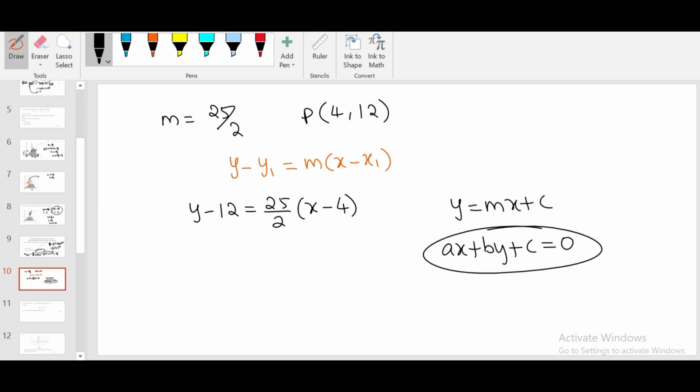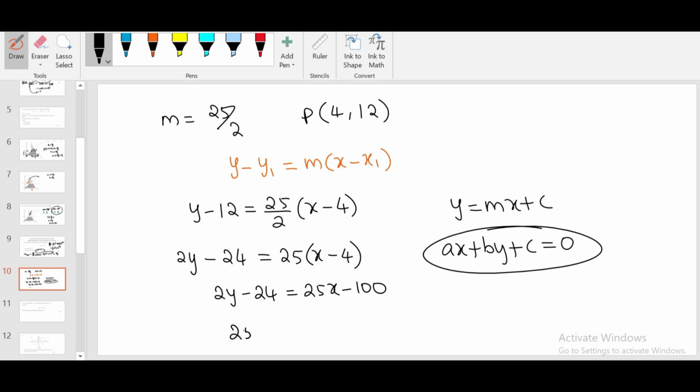We need only integers, so I'm going to multiply everything by 2 in order to get rid of this fraction. So it becomes 2y minus 24. Here 2 will be cancelled. 25 times x minus 4. Open the bracket, simplify. You'll get 2y minus 24 is 25x minus 100. Put everything one side. You'll get 25x minus 2y minus 100 plus 24, minus 76, is equal to 0. That's the equation of the tangent.